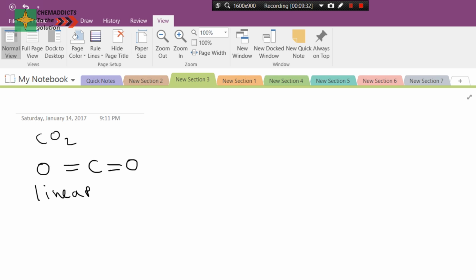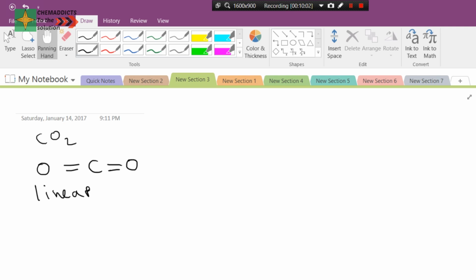Okay, since this carbon has 4 bond pairs, here we will treat these 2 bond pairs as 1, and here we are going to treat these 2 bond pairs as 1. So overall we will end up getting a linear shape. Okay, so the shape of this molecule is linear. Let me write this clearly. Linear shape.